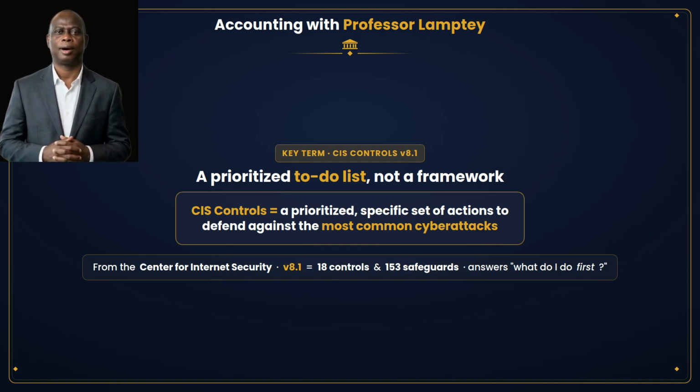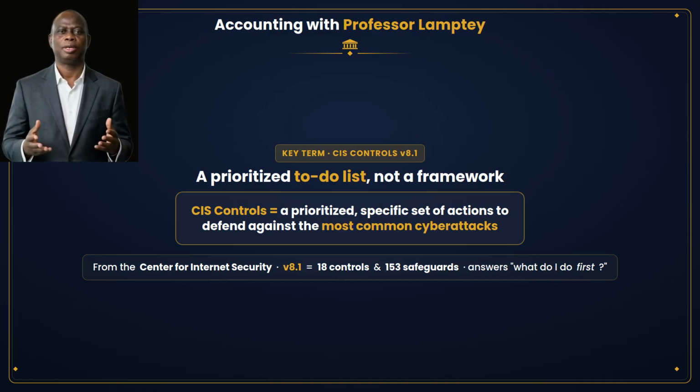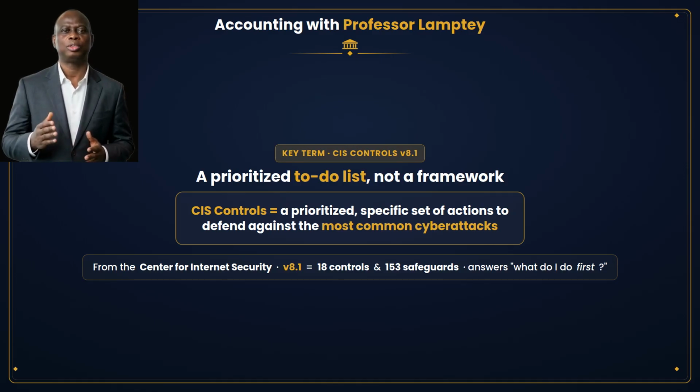Here's what sets them apart. NIST and COBIT are frameworks. They tell you what areas to cover. The CIS controls are a to-do list, concrete prioritized actions, in order. They answer the question every overwhelmed team asks: out of 1,000 things I could do, what do I do first?